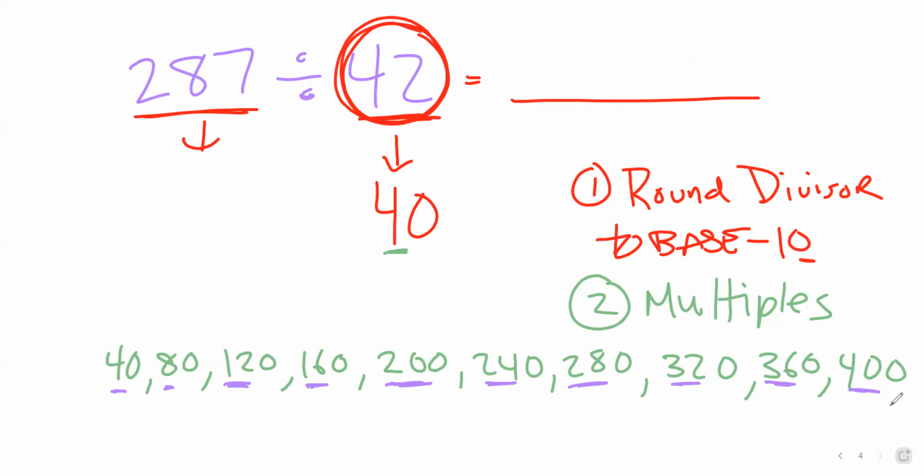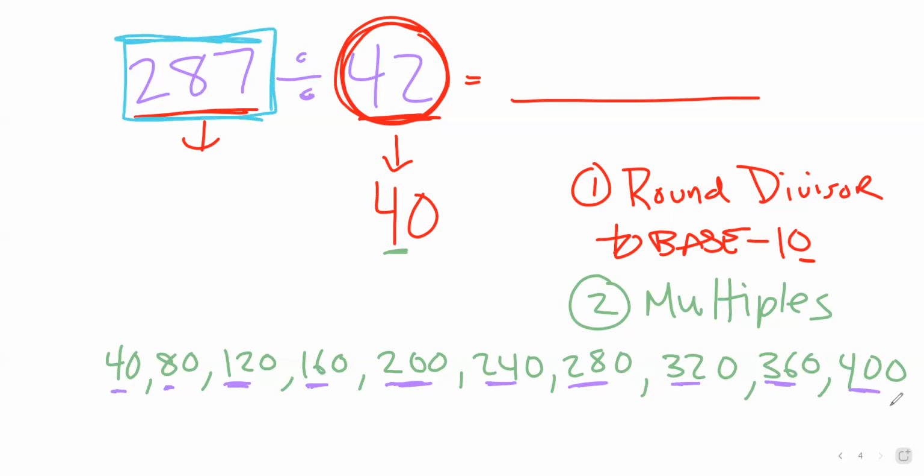Now, what's great about these multiples is they actually tell me what I can round my dividend to. Remember, the dividend's the thing we're dividing up, right? And our dividend is usually the largest number, not always, but in this case, especially in fifth grade math, and that is most cases, it's the number that I'm dividing, which is up here. So this is my dividend.